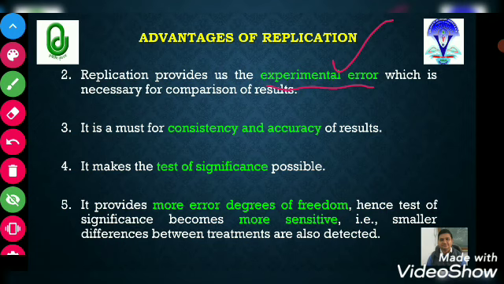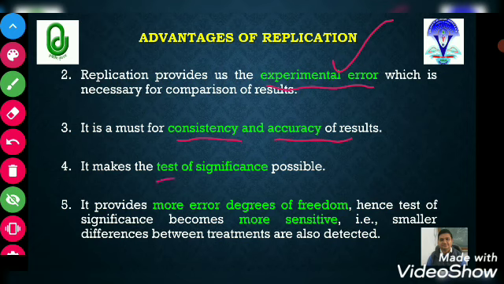Then, replication is a must for consistency and accuracy of the result. Consistency, how? Our objective should be that whenever we apply our treatment, the result should be similar. That means your treatment effect should be consistent. If it is not consistent, that means there is some problem in the treatment. In this way it will also increase the accuracy of the result.